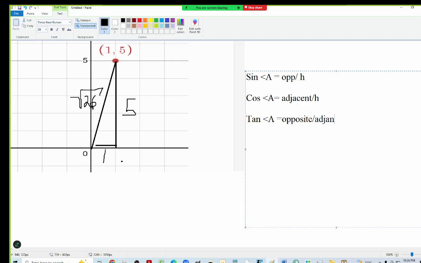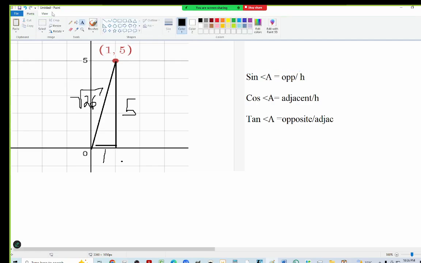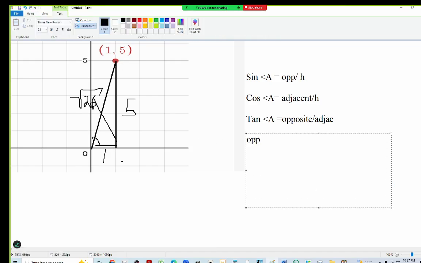So all we need to figure out is what's the opposite, what's the adjacent, and what's the h. The h is always opposite the right angle, so that's easy enough. This is always the angle they're talking about, the angle at the origin. Therefore, what's the opposite side to this angle? 5. What's the adjacent side? 1. What's the hypotenuse? Square root of 26. Great. So we write down: the opposite is 5, the adjacent is 1, and the hypotenuse h is the square root of 26. We can't forget that square root.